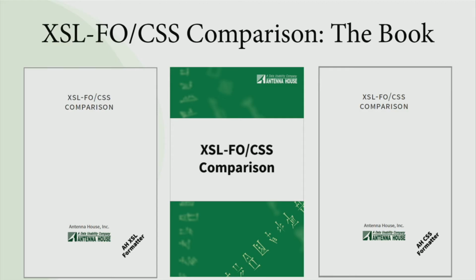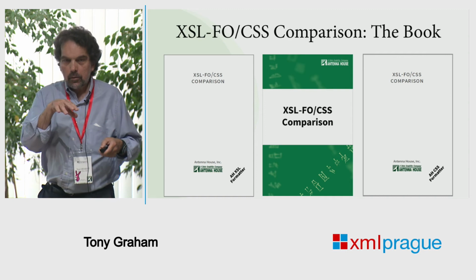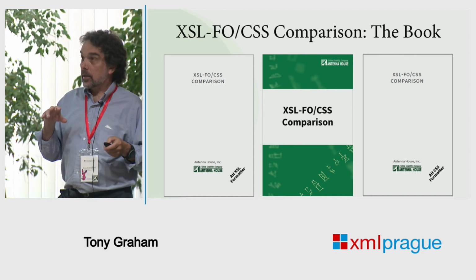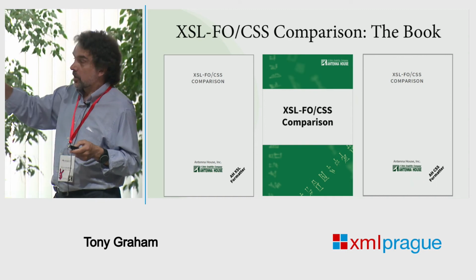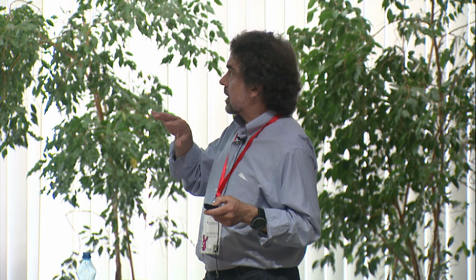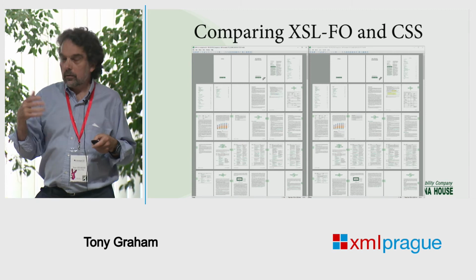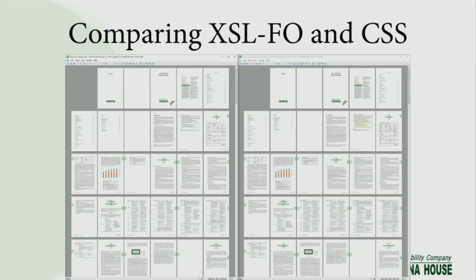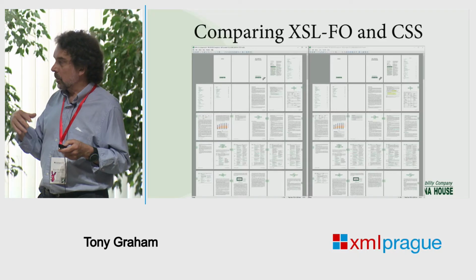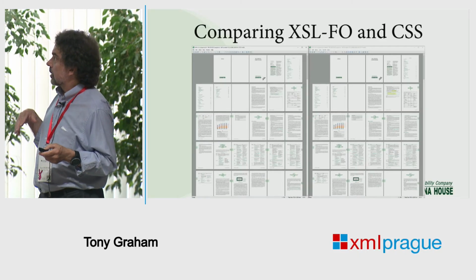So the second part, in the remaining time, if I'm lucky, is to talk about how we produce this book, this XSL-FO CSS comparison, which is available formatted from XSL-FO and formatted from CSS. And the pages that are produced are so identical, you really need the Antenna House regression testing system to find the differences between the pages. For the most part, line endings are the same, so obviously the pages break on the same words, etc.